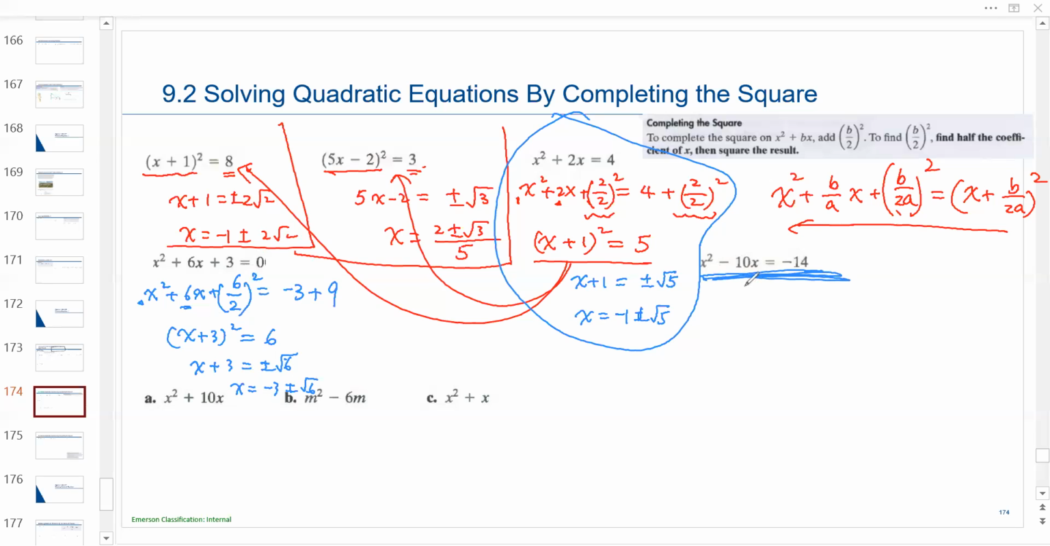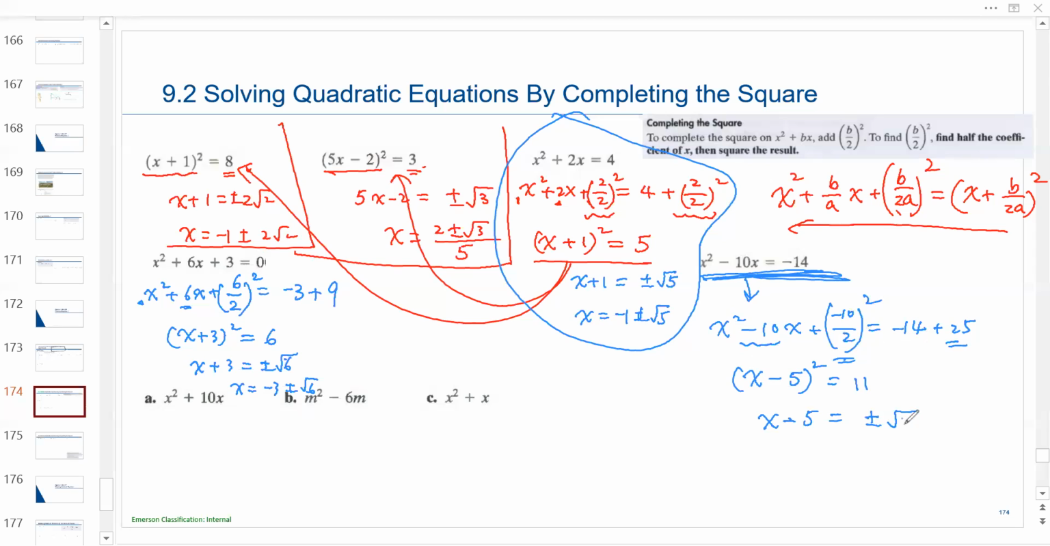So let's see here. What we need to do here is use one half of this length, and make it a square. So actually here is 5 squared, 25. So here both is 25, right? So both sides plus 25. So (x minus 5) squared equals 11. So right now we can do that.